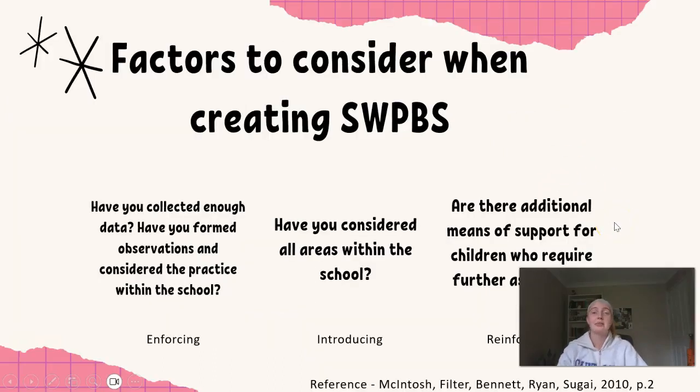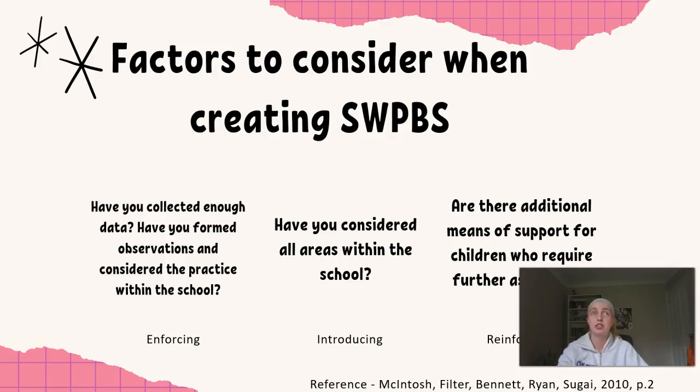So the factors that we need to consider when we're creating a school-wide positive behaviour system is obviously how we're going to enforce that behaviour. Have we collected enough data? Have you observed your whole school enough to understand the practices that we need to implement within the school? Have you considered all the areas within your school?